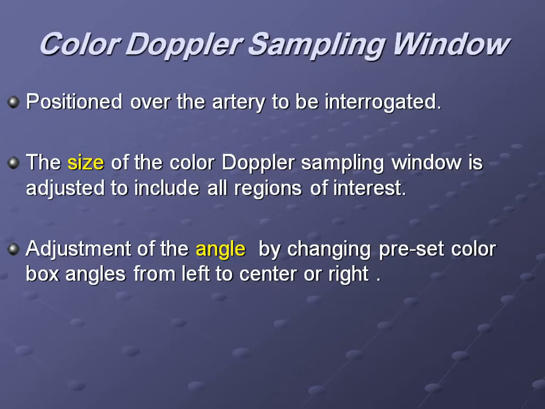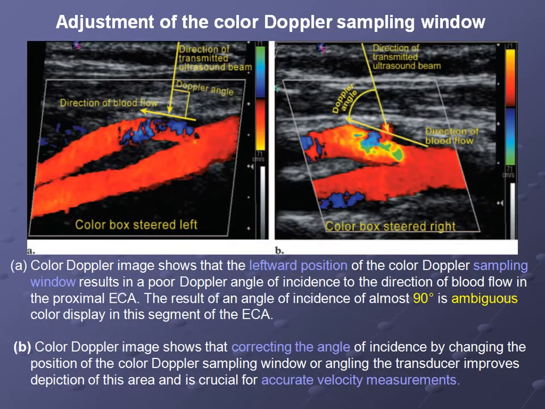Okay, so the color Doppler sampling window, you should place it over the artery to be interrogated. The size of the color Doppler sampling window should be adjusted to include all the region of interest, and you adjust the angle as we said. For example, here, the direction of the transmitted ultrasound beam is like that. Here we put it like that. So the angle is about 90. 90 is the worst possible angle. You get a very turbulent abnormal flow here.